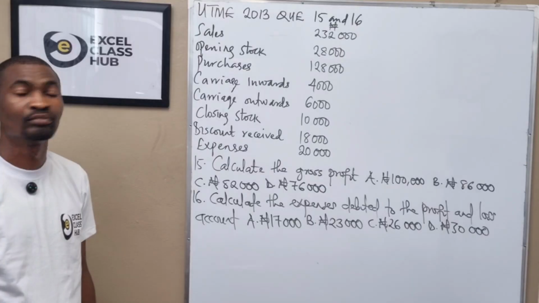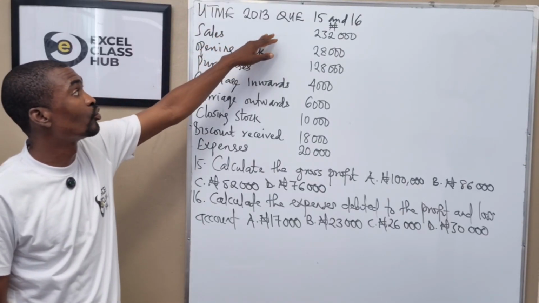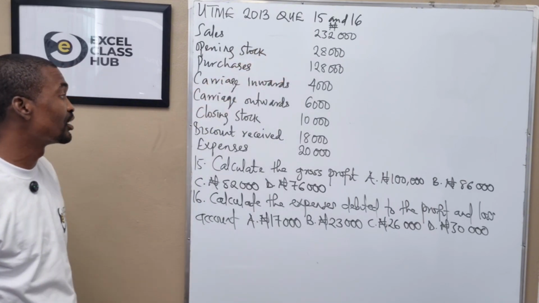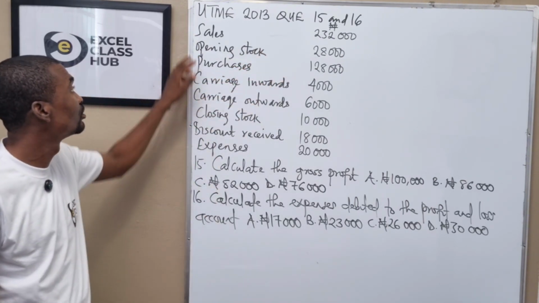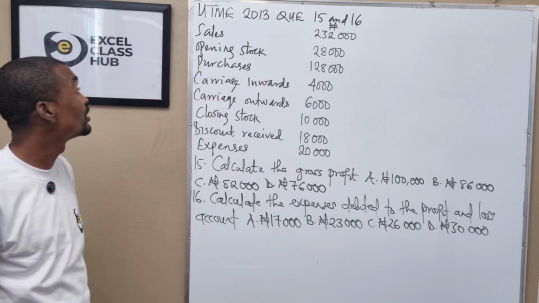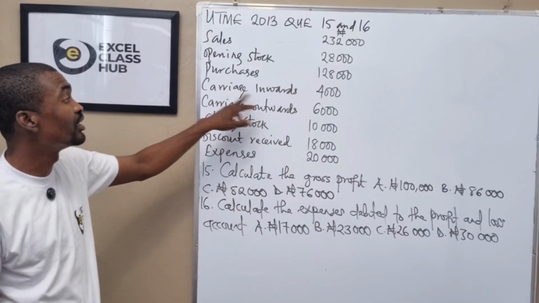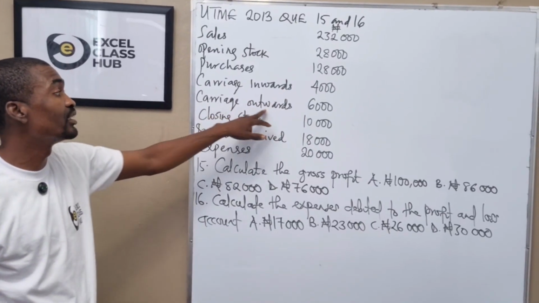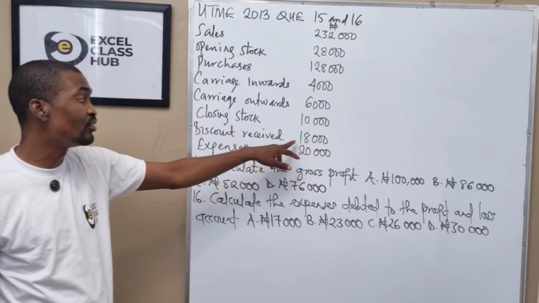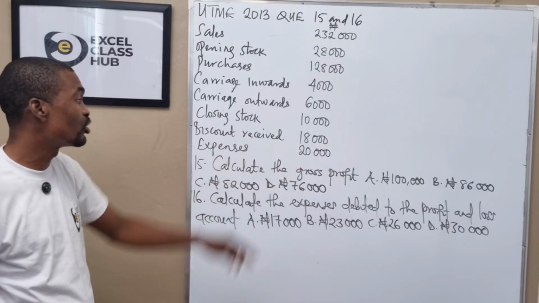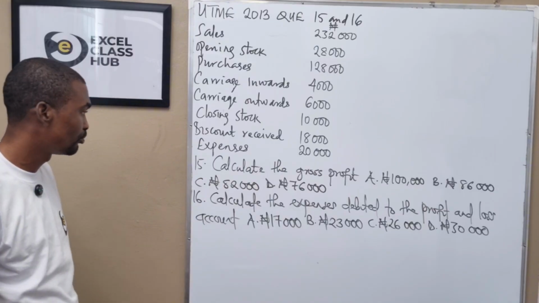Okay, this is UTME 2013, questions 15 and 16. We are given sales 232,000, opening stock 28,000, purchases 128,000, carriage in was 4,000, carriage out was 6,000, closing stock 10,000, discount received 18,000, expenses 20,000. So question 15, we are asked to calculate the gross profit.